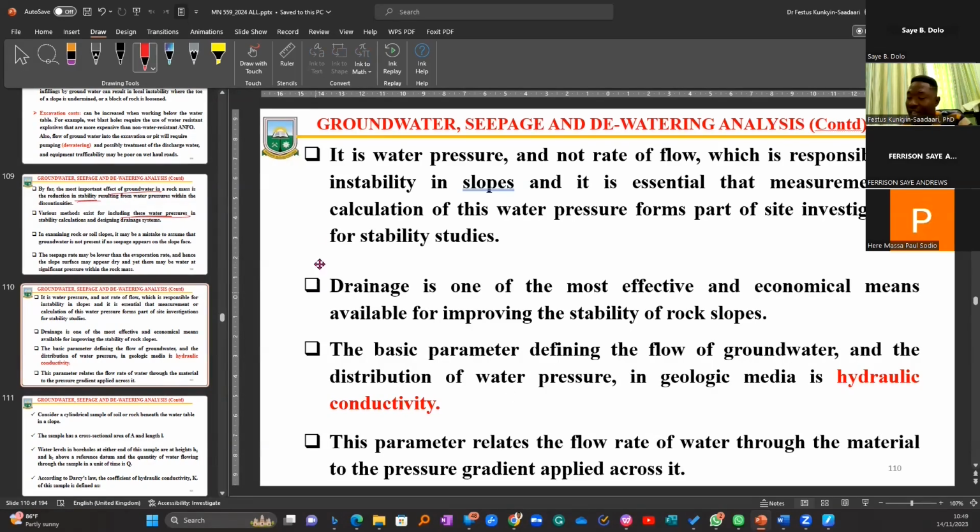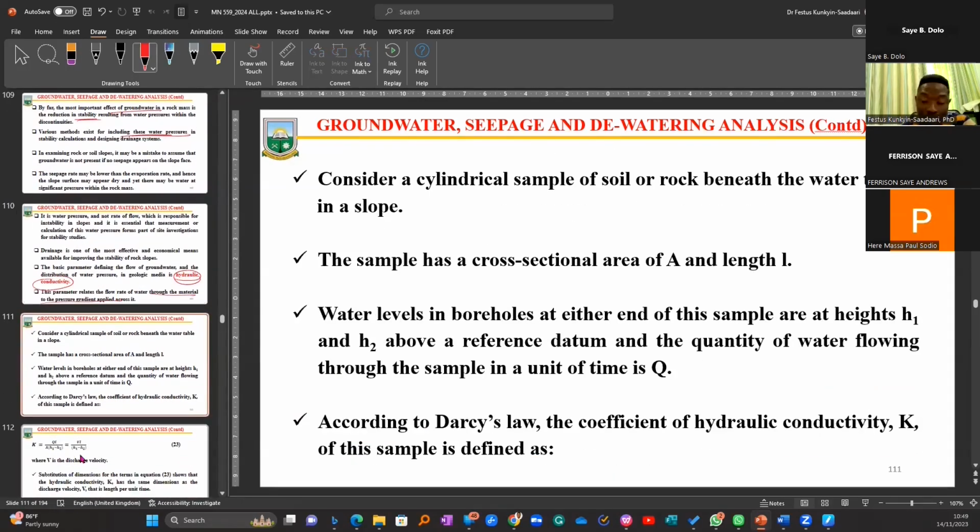So drainage. So let's then have a look at the basic parameter defining the flow of groundwater as established today, which is the hydraulic conductivity. So the parameter relates the flow rate of water through the material to the pressure gradient applied across it, which is the hydraulic gradient. So these are parameters we are taking home.